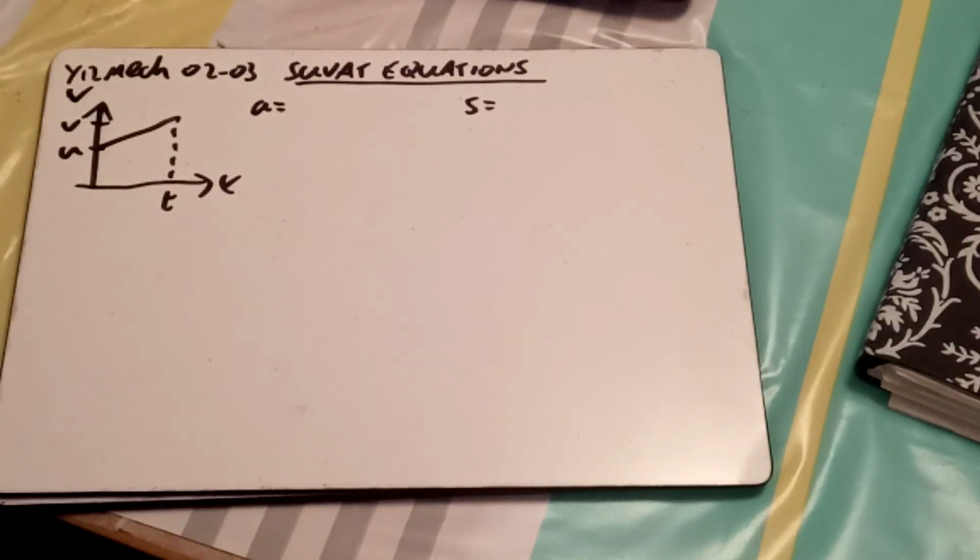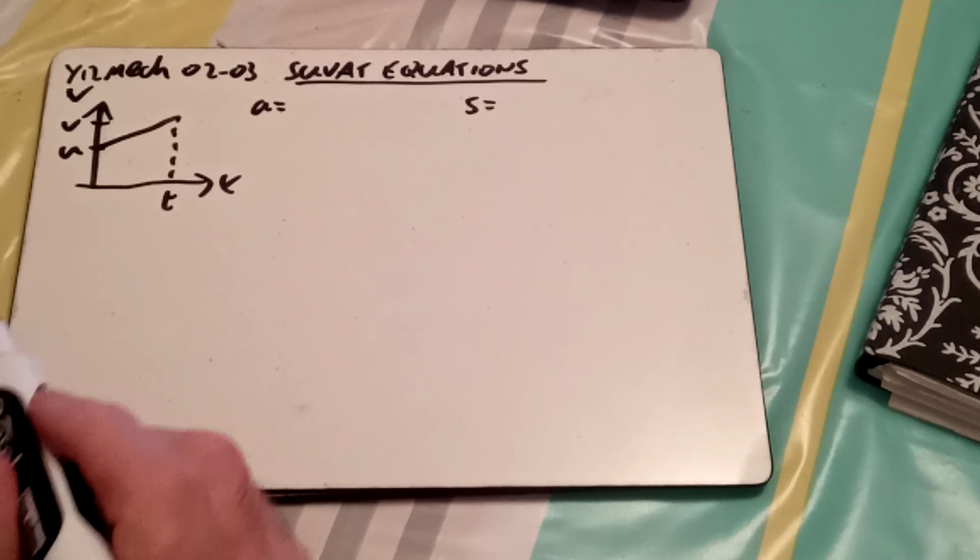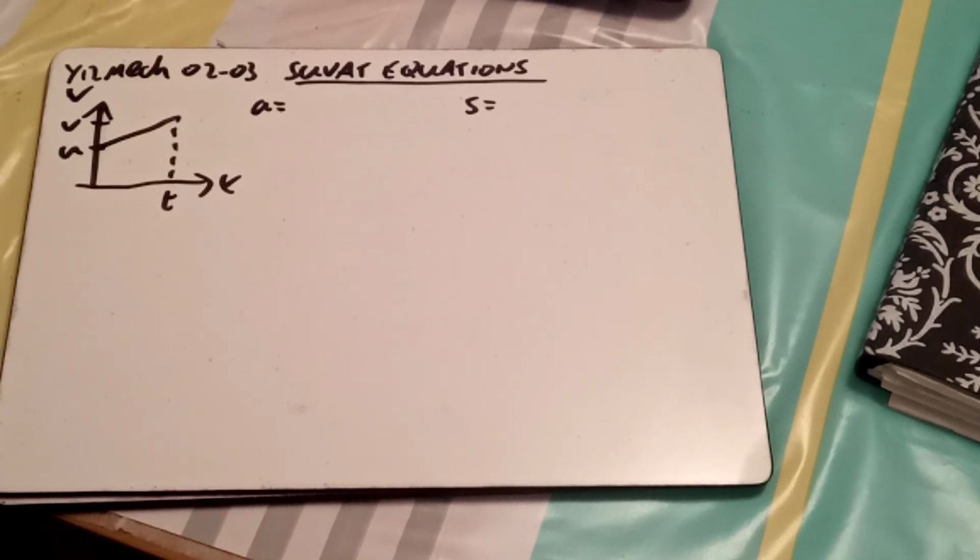Okay, today we're going to be looking at SUVAT equations, which are equations of motion for constant acceleration. I'll really try and highlight that. These are equations of motion for constant acceleration. So please, please, please do not try to use these if the acceleration is variable, i.e. a function of time or function of displacement.